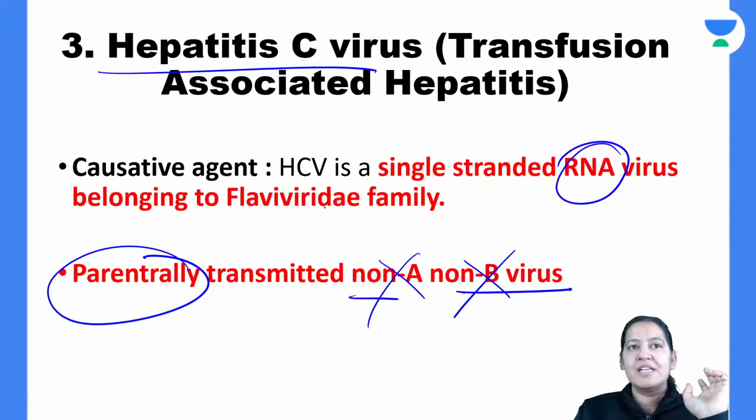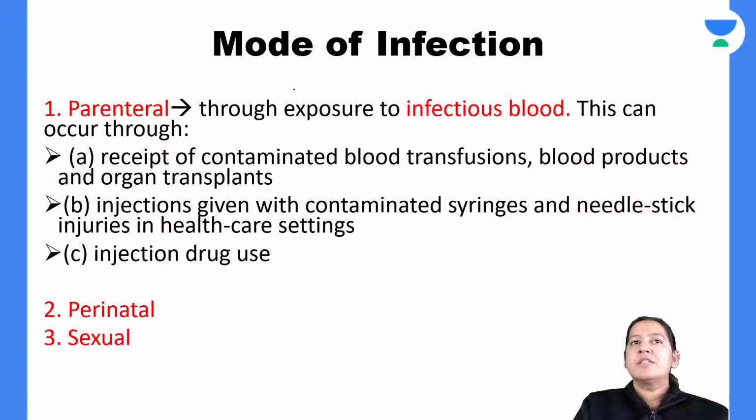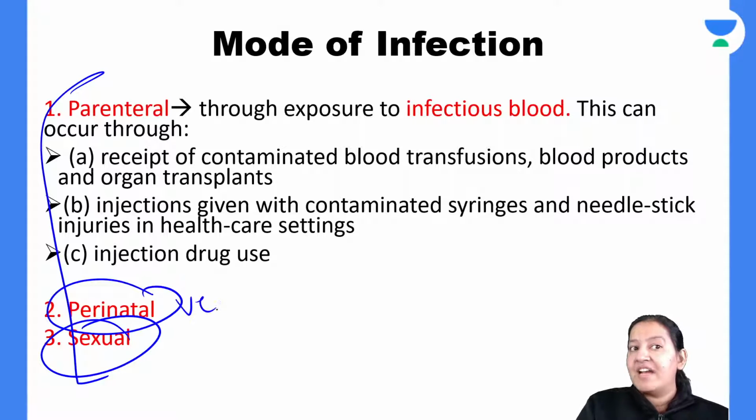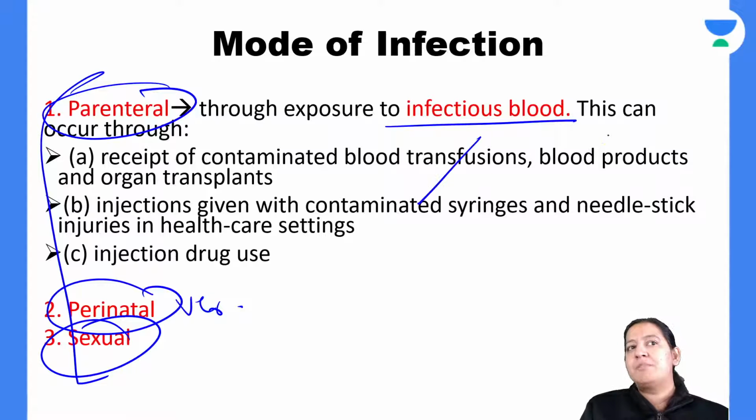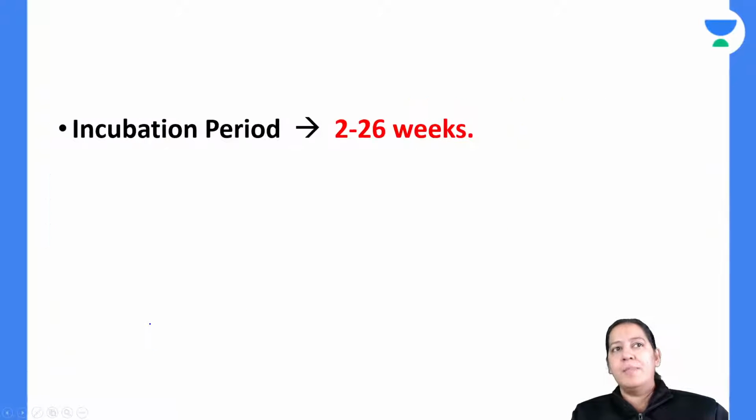It is an RNA virus which belongs to Flaviviridae. You know the families, right? Only B is DNA. The rest are all RNA. What is the mode of transmission? Again, those three. You know, sexual, perinatal, meaning vertical via placenta, and parenteral. Parenteral means infectious blood products, blood transfusion, needle stick injury, syringes, injection, right? So these are the parenteral. Give me a thumbs up.